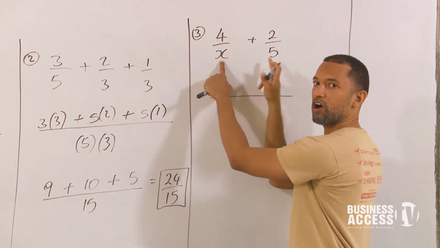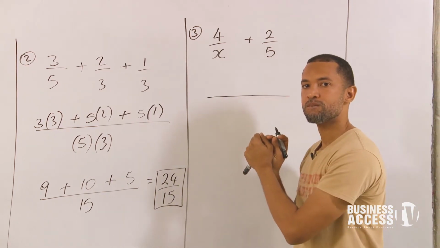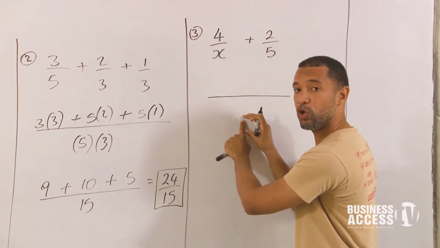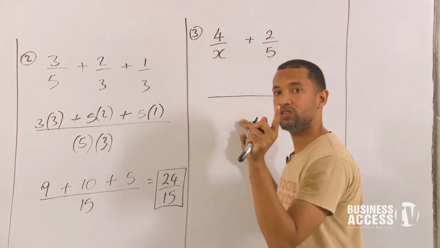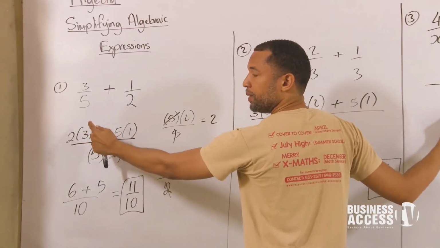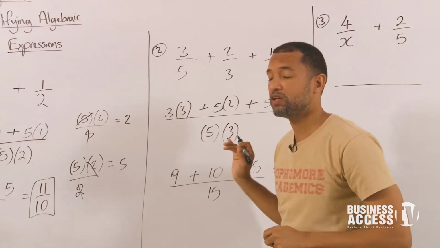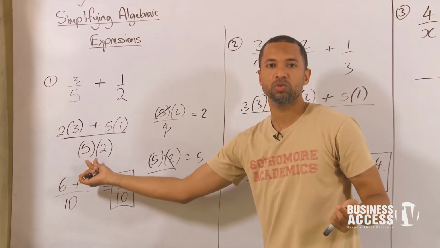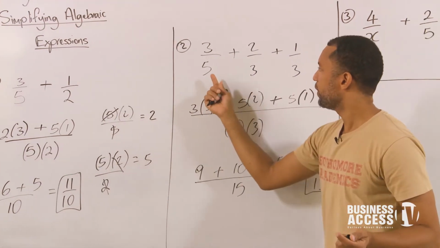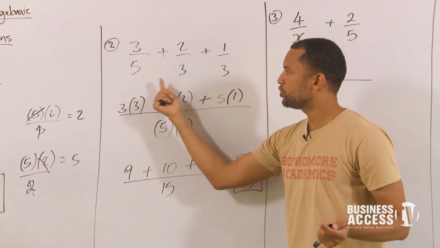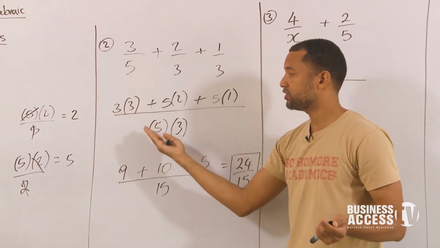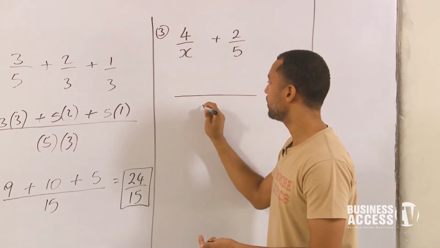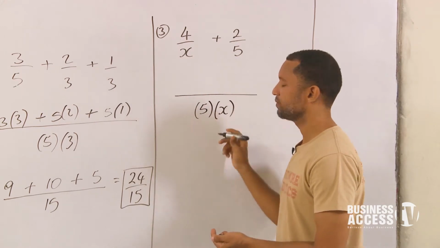What would be the LCM of x and 5? What do I write here so that x and 5 can go into it and give you a result? Ladies and gents, take a look over here. Remember this? 5 and 2. What we did was to just write 5 times 2. Same here. We had 5 and 3, we just use 5 times 3, so the 5 has something to go into, the 3 has something to go into. Same thing here, it's just going to be 5 times x.